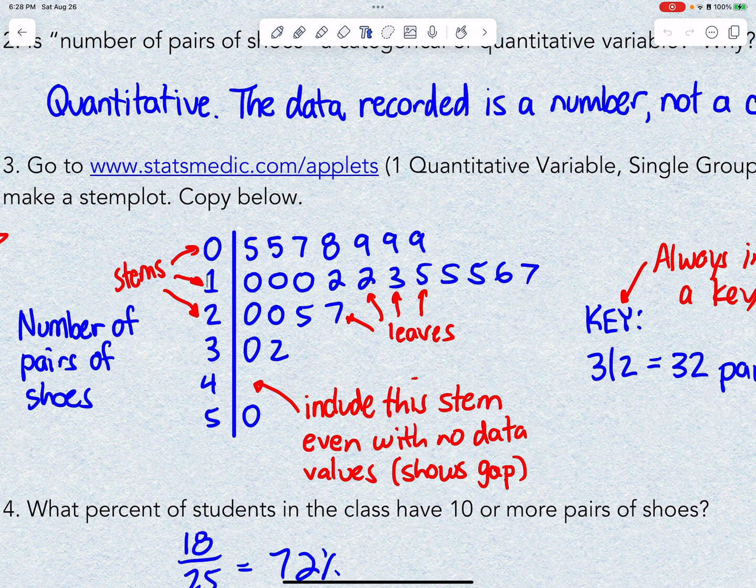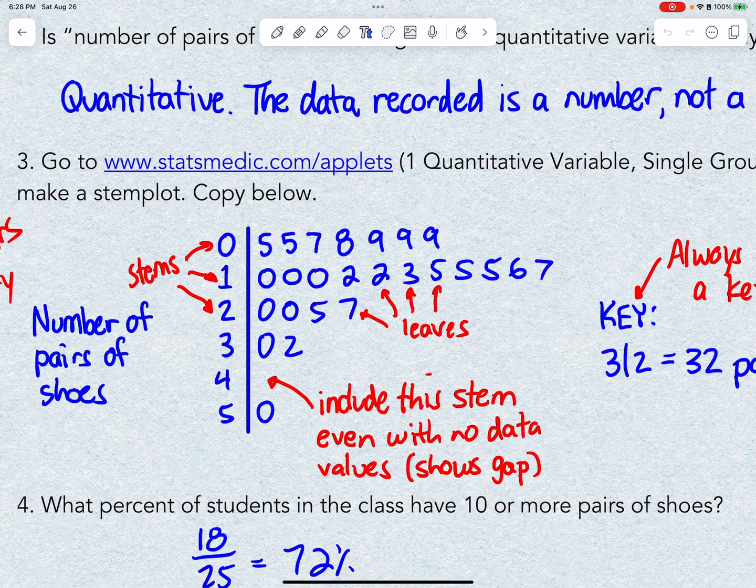For the next one, the 1 is here, so that's 10. So 1, 0 is 10, 1, 0 is 10, 1, 0 is 10, 1, 2 is 12, then another 12, 13, 15, etc. If there's no data, like right here, that means nobody has between 40 and 49 pairs of shoes.